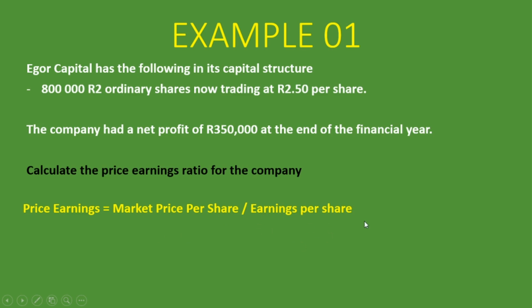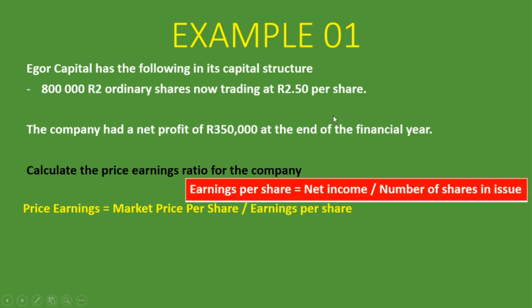So we have the numerator. What is our denominator? Earnings per share. You can see here we are not given it, so we have to calculate it. How do we get the earnings per share? Well, let's remind ourselves of that formula again. It's the net income divided by the number of shares in issue. And what is our net income here? Well, our net income is the net profit minus preference dividends.